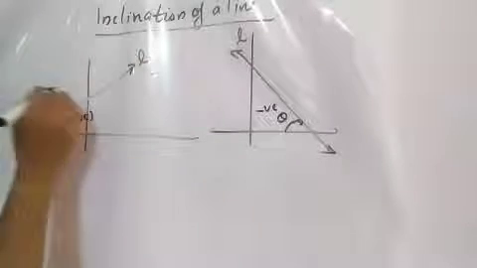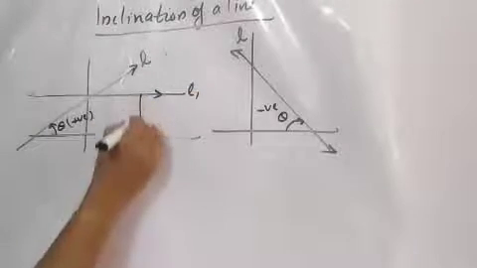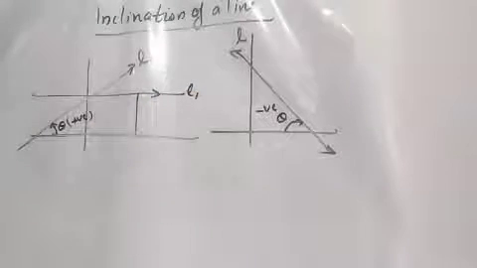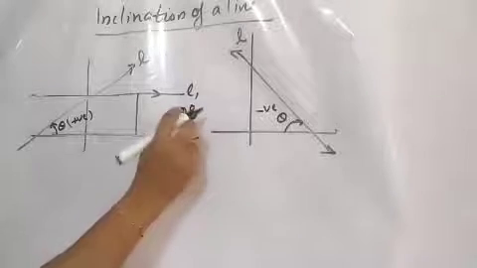Look at this line, another line, a line parallel to the x-axis. What is the inclination of this line L1 with respect to the x-axis? Yes, the inclination is 0 degree.